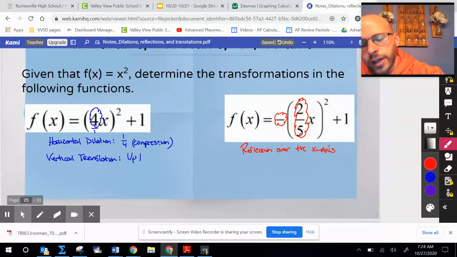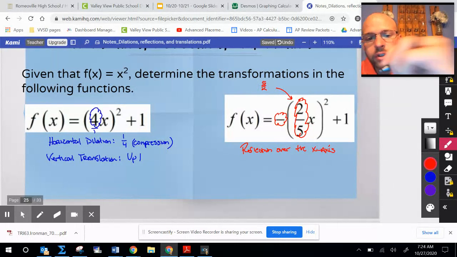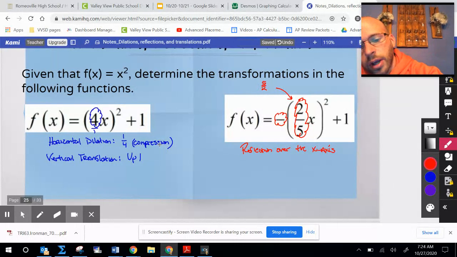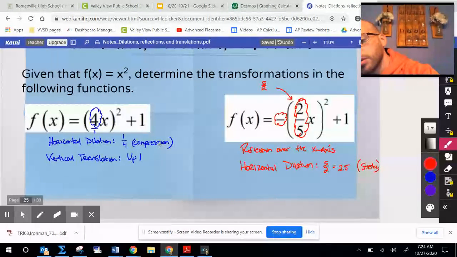Then I have a 2/5, which is a multiplier on the inside, so we need to flip it. So the flip of 2/5 is 5/2. So I have a horizontal dilation of 5/2, which if you use your calculator, that's 2.5. Now 2.5 is bigger than 1, so that is a stretch.